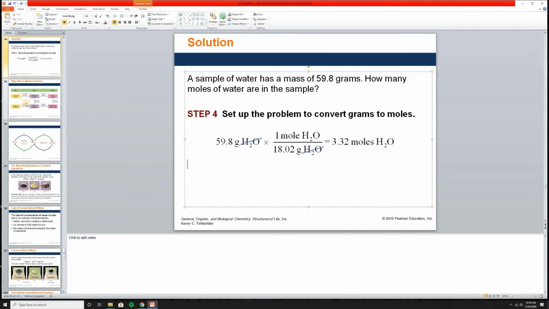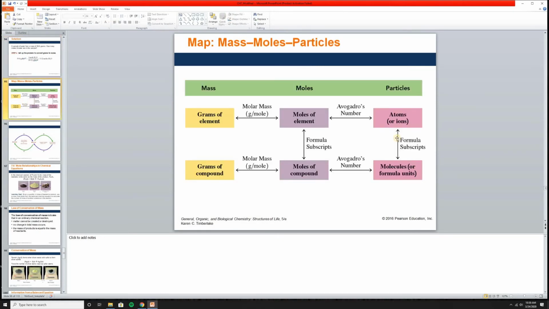Okay, so knowing this information, we can now go in every direction. Right now we can go from moles to molecules, from molecules to moles, from grams to moles, and from moles to grams. So we can do everything. Now here's how the book summarizes it. I don't like this. This is too complicated.